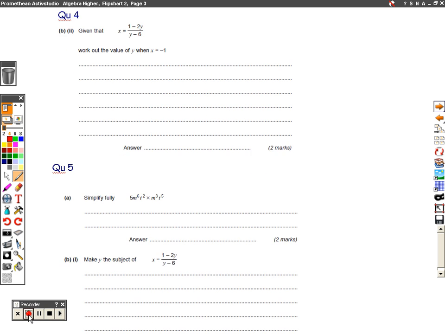Question 4. Given that, work out the value of y when x is equal to minus 1. So you're doing a simple substitution question here. Now x is minus 1, so we're going to start by writing out the equation first of all.